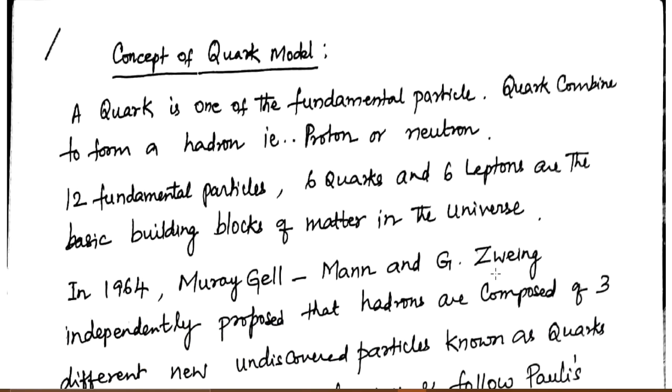Next, let us come to the concept of the quark model to explain the structure of proton, structure of neutron, and many other elementary particles, and how they are formed inside the nucleus of an atom. We think of sub nuclear particles inside the nucleus, which we call quarks. A quark is one of the fundamental particles which, on combining with one another, gives rise to nucleons. Quarks combine to form a hadron, that is a proton or a neutron.